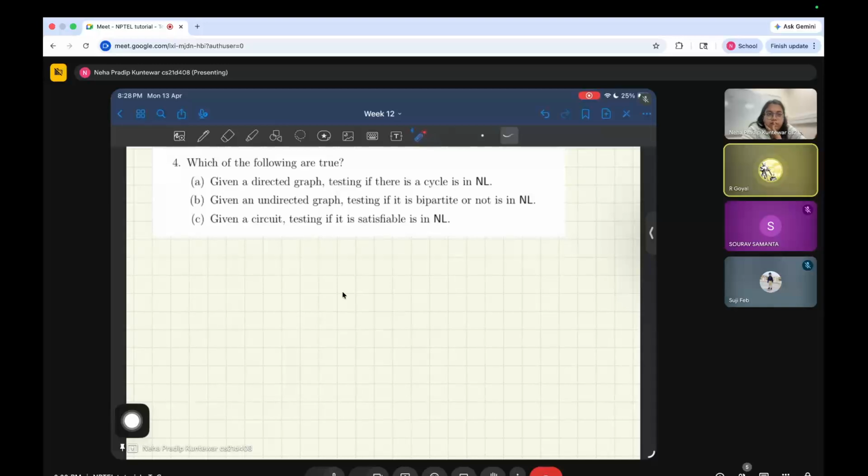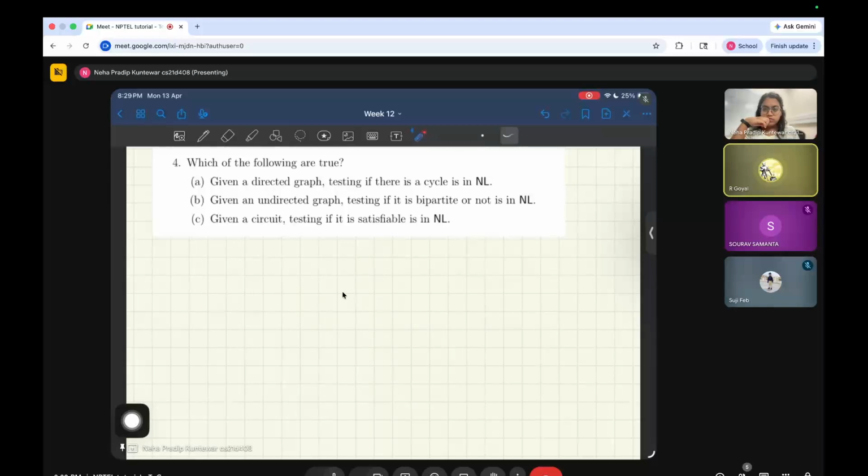And given an undirected graph, testing if it is bipartite or not is in NL. I don't remember exactly, there is one characteristic of bipartite graphs and cycles. So the property is that a graph is bipartite if and only if it does not have an odd length cycle. Yes, I see. So since cycle detection can be done in NL, this can be done in NL.